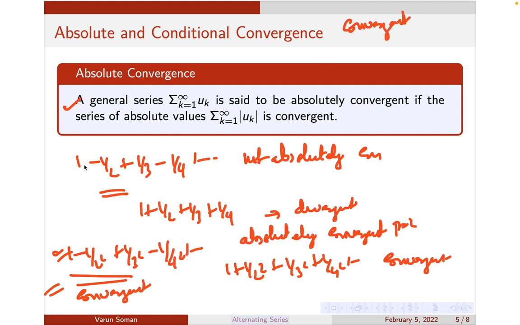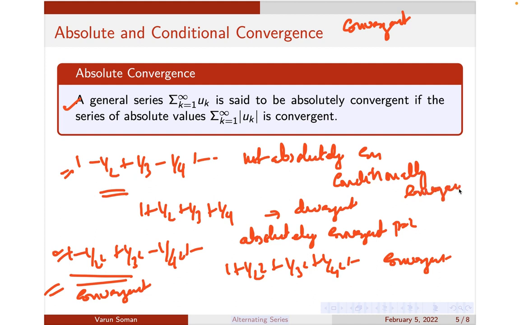Why? Because your u_k is 1 by k, as we already showed, the limit of u_k is 0, and 1 by k is always greater than or equal to 1 by k plus 1, so the second condition is also satisfied. So this is a convergent series, but it is not absolutely convergent. Such series we call conditionally convergent.